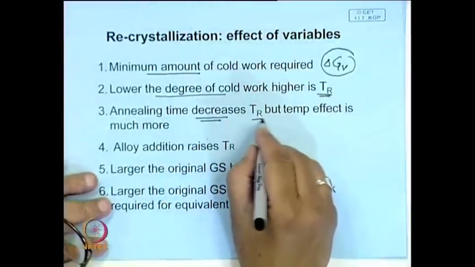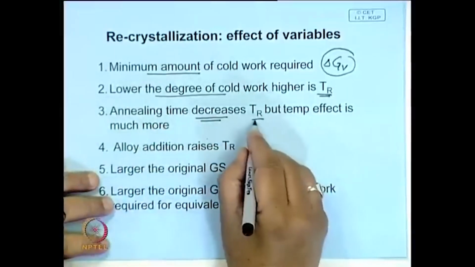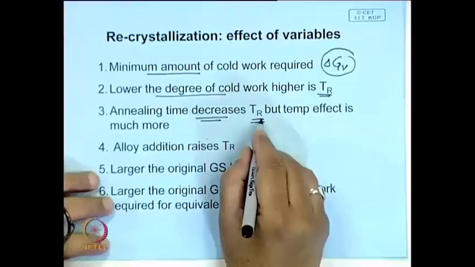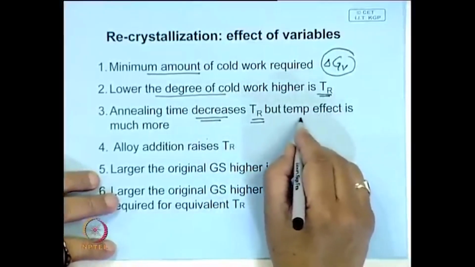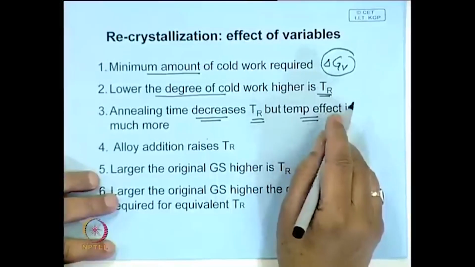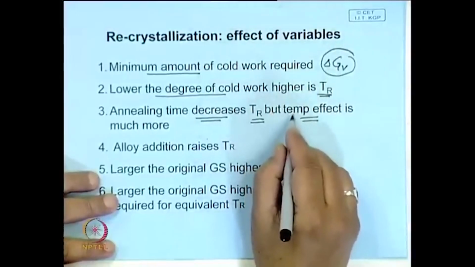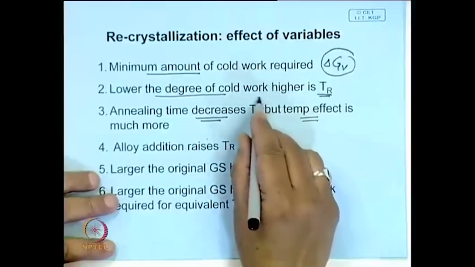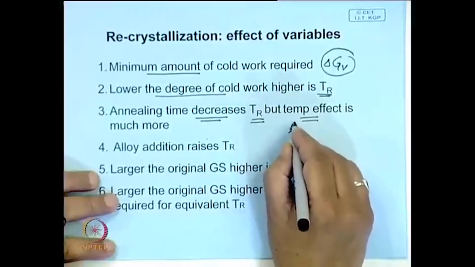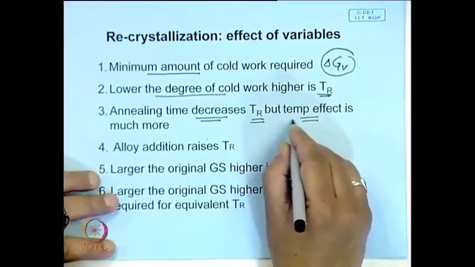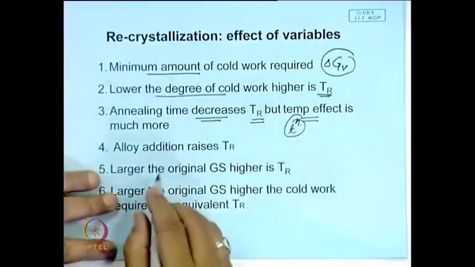the recrystallization temperature. If you increase the hold time, then also the recrystallization temperature decreases, but the temperature effect is much more. The temperature effect is exponential, whereas the time effect, you have seen, is t to the power n, where n is a fraction, so it is very small compared to the temperature effect.